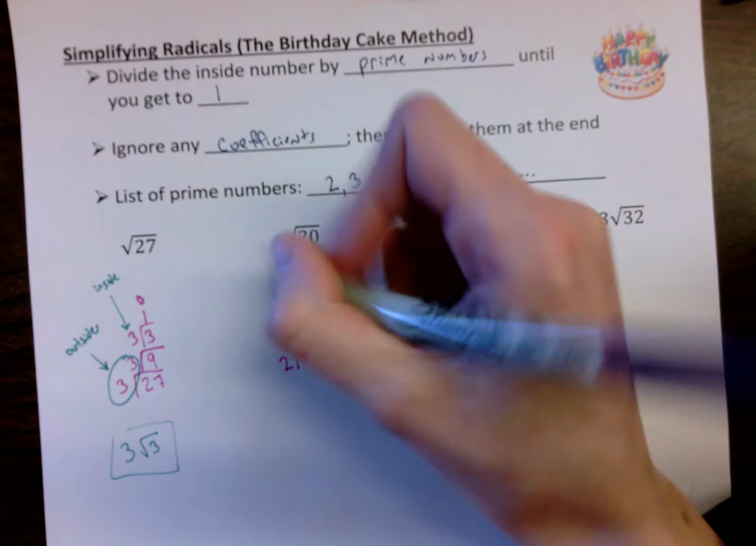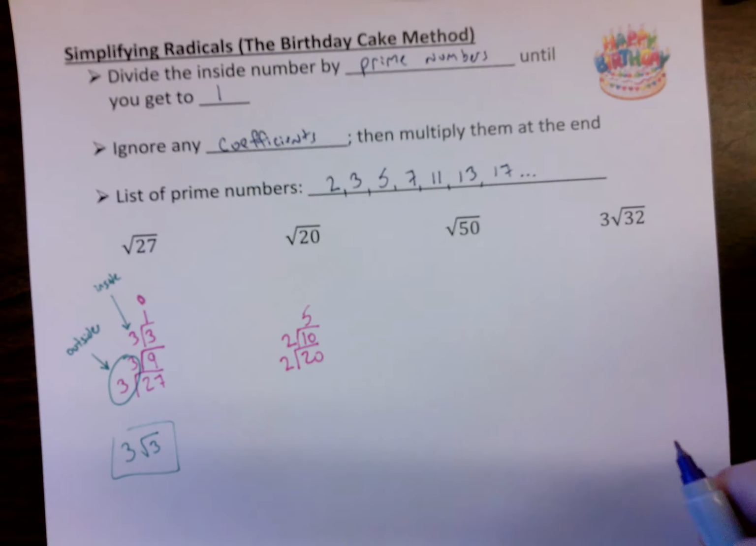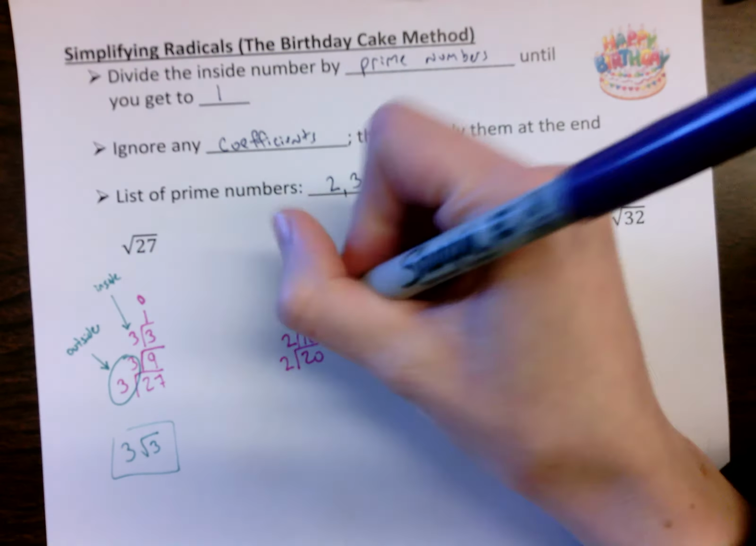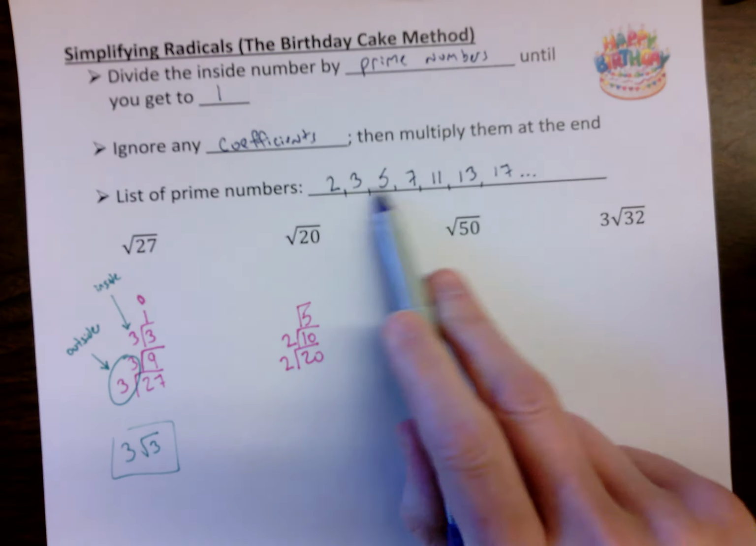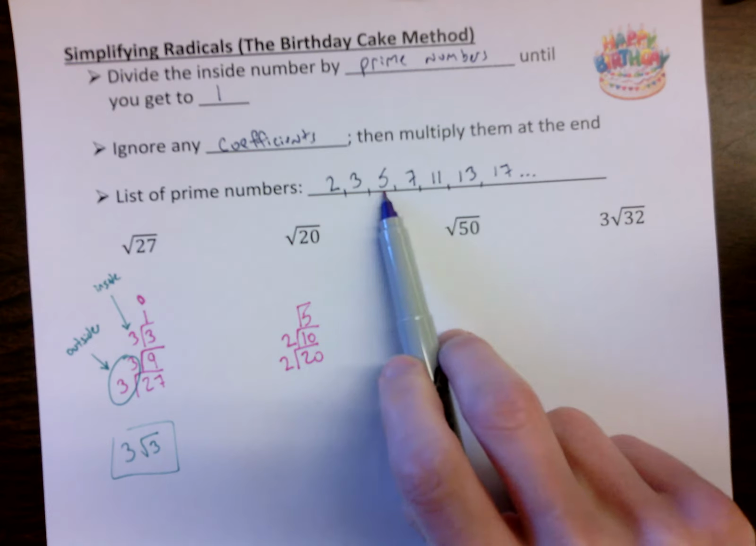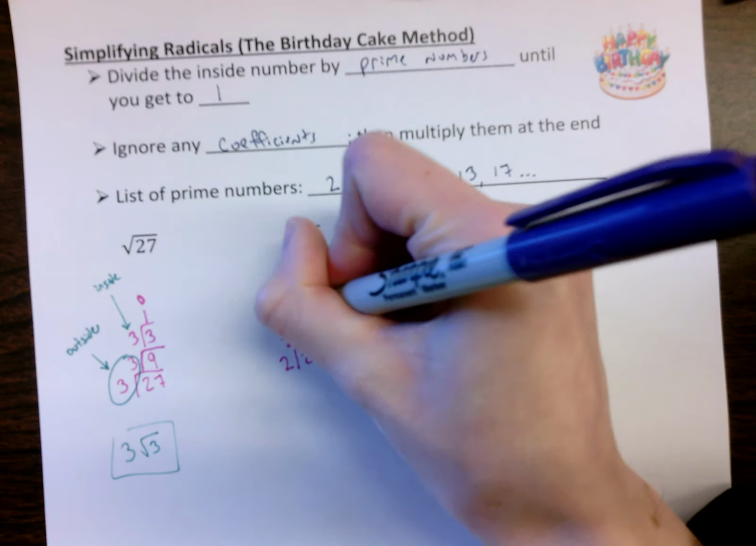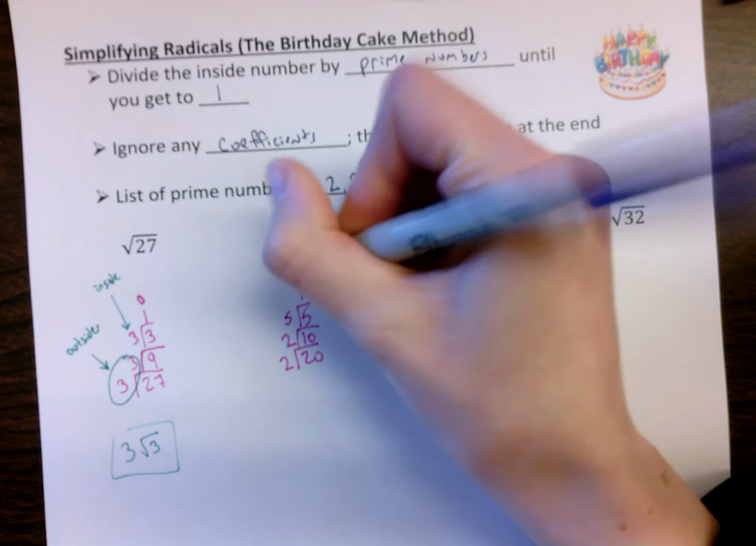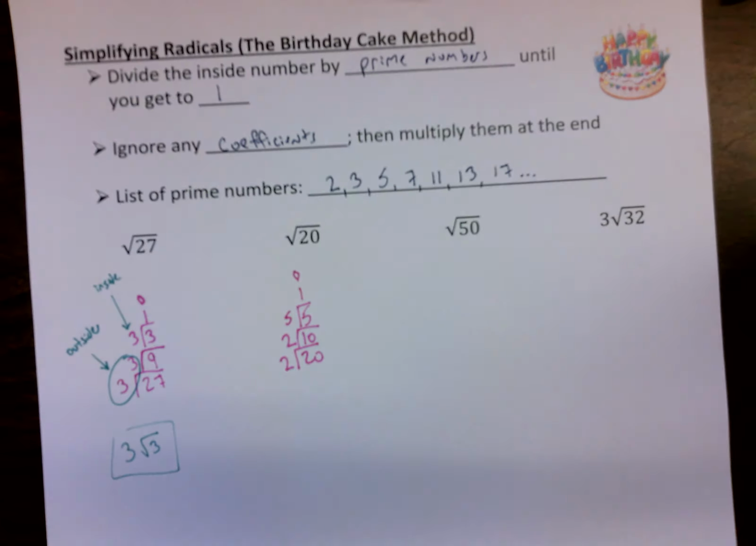Okay, 10 divided by 2, that's 5. Then I'm going to do the same thing. One of these that goes evenly into 5, well, 5, right? And then 5 goes into itself once, and there's the candle on top of my birthday cake, so I know I'm done. It's like my little flame. That's what that little thing is supposed to be.